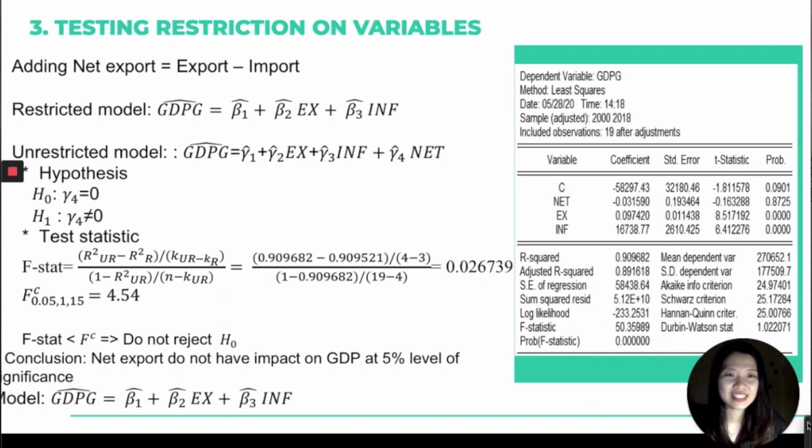so we reject H0, and now we can conclude that there is at least one variable that has an effect on GDP. About testing the restriction on variables, we are adding the net export, which is equal to export minus import. So we have the restricted model the same as the previous part, and the unrestricted model adds the net export variable. So we do the F test, and we can see that the F statistic is smaller than the F critical, so we do not reject H0, and we can conclude that net export does not have an impact on GDP, so we still keep the first model.